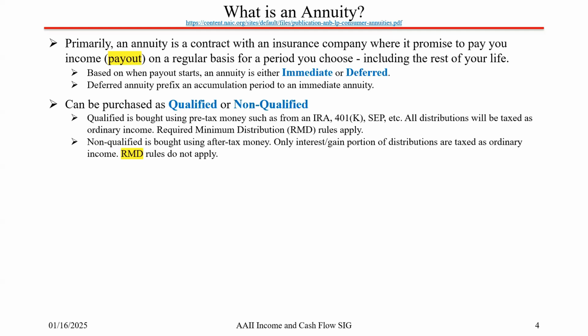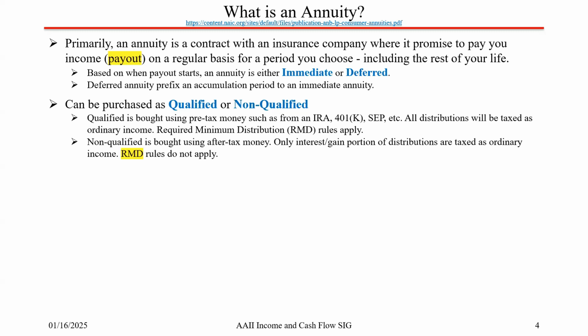Now, interestingly, an annuity can be purchased as qualified or non-qualified. Qualified just means you buy using pre-tax money. In other words, whatever you've got, you haven't paid tax on yet. Like you can put it in your IRA account, you can use a 401k if it's supported, or you can do the SEP, which is the simplified employee pension for the self-employed. And there are limits for each of these situations.